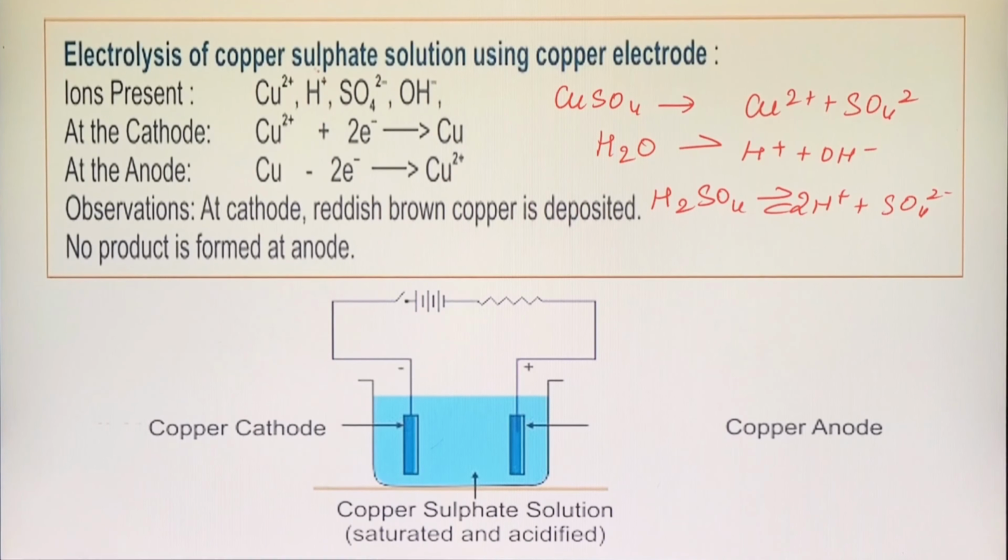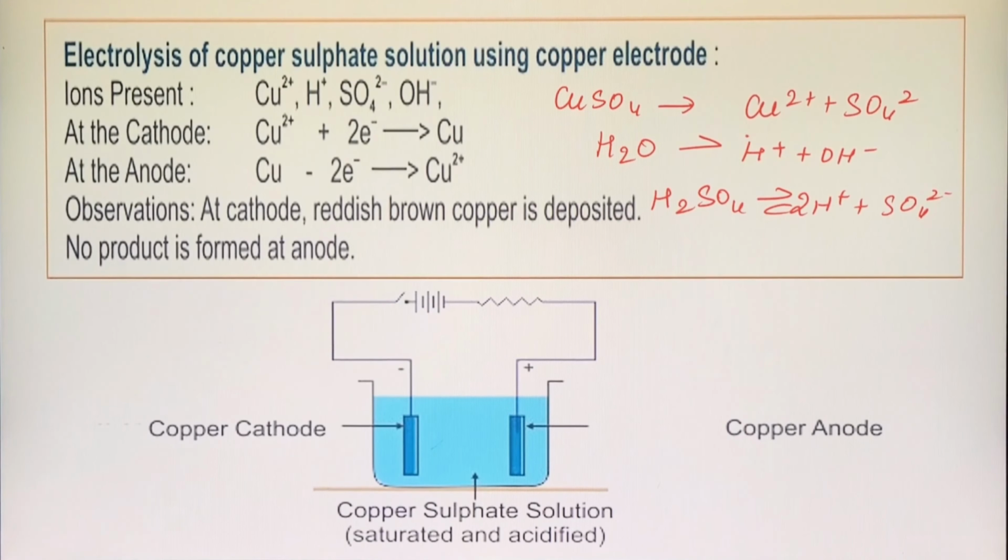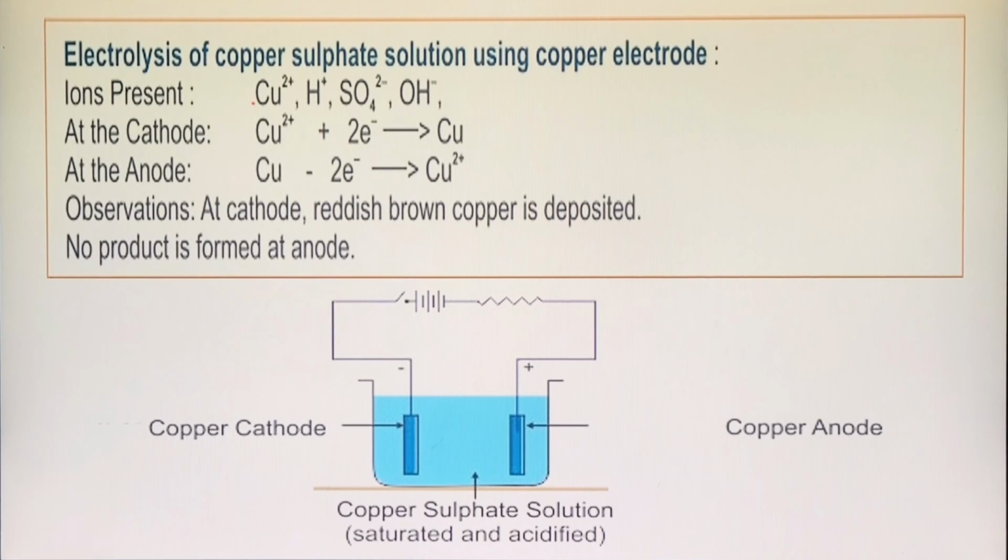So look at the reaction, children. Electrolysis of copper sulphate is happening with copper electrodes. What all ions are present in my electrolyte? In my electrolyte, I have Cu2+, I have SO4 2-, and I have H+, and I have OH-. So I have 4 ions that are present. Which are the 4 ions, children? Copper, hydrogen, sulphate, hydroxide. Clear?